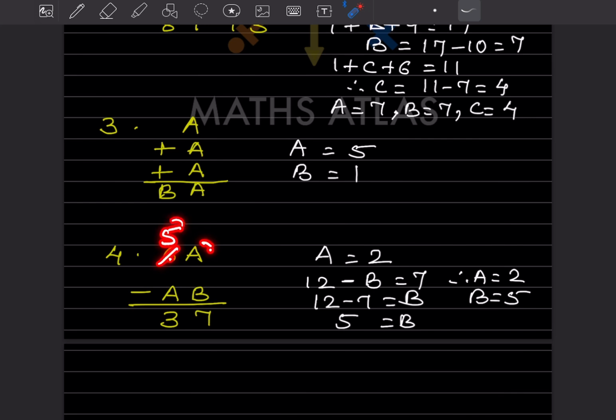hope you got it. So if you know this part, after doing this one, we know the value of A. So A is 2. Then it's easy to find B.